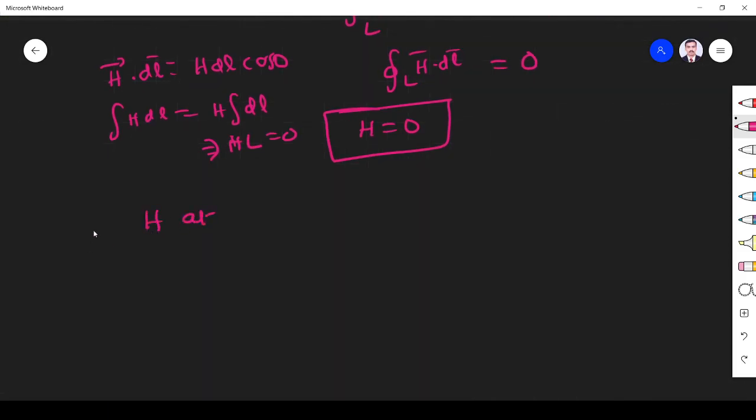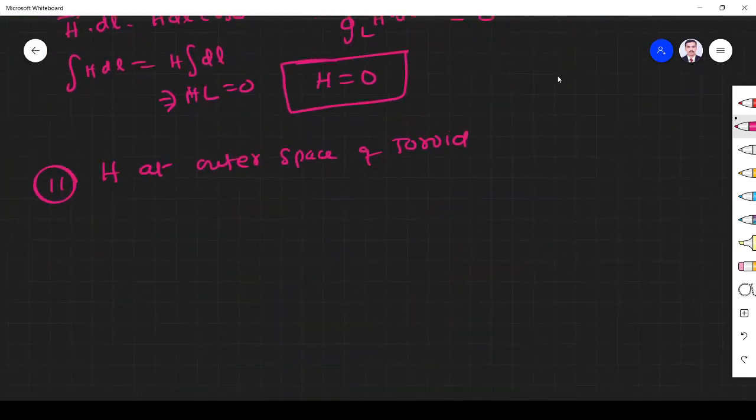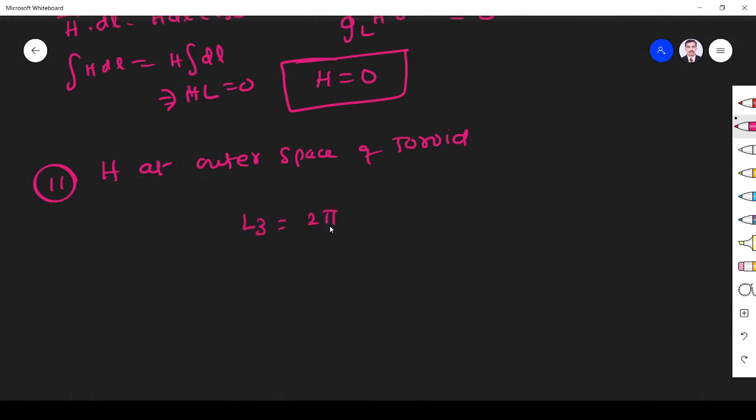H at outer space, case 2, H at outer space of the toroid. What happens here? Here I want to find the magnetic field at this point outside the toroid. Let us assume point Q. Here again we choose an Amperian loop but with the radius of R3. So this is the Amperian loop to find the magnetic field at point Q. So what is my L3? L3 is equal to 2 pi R3.